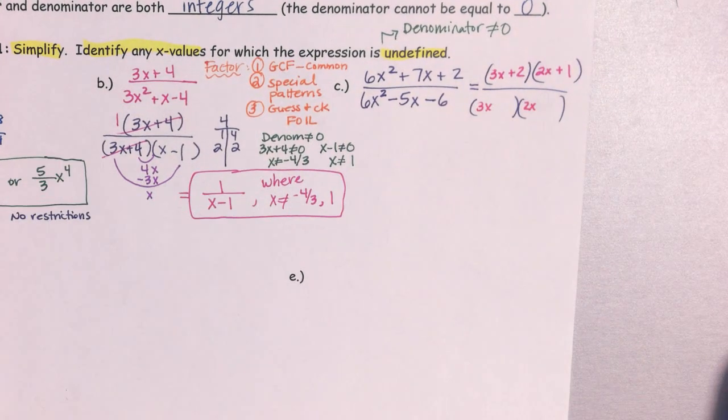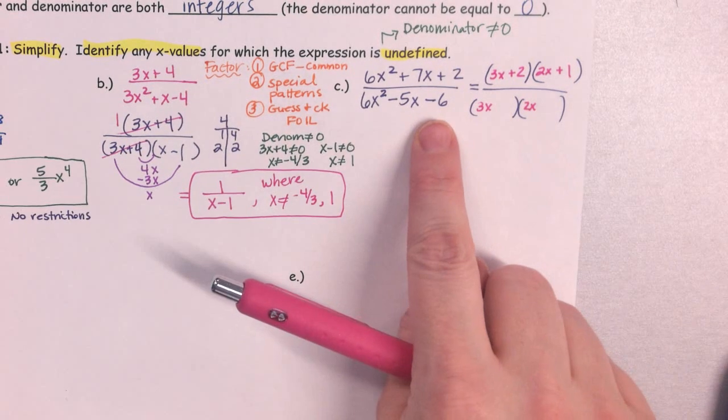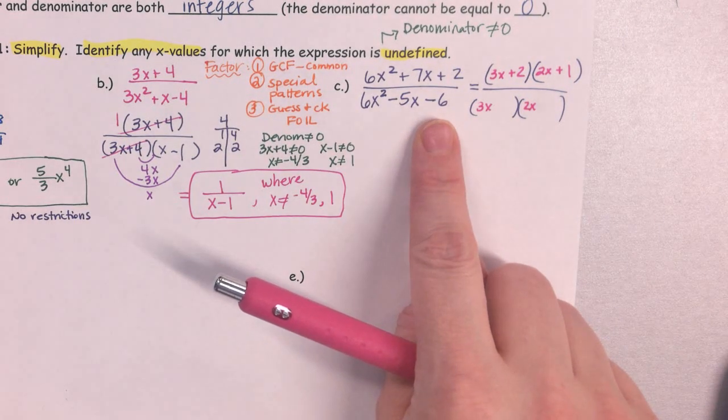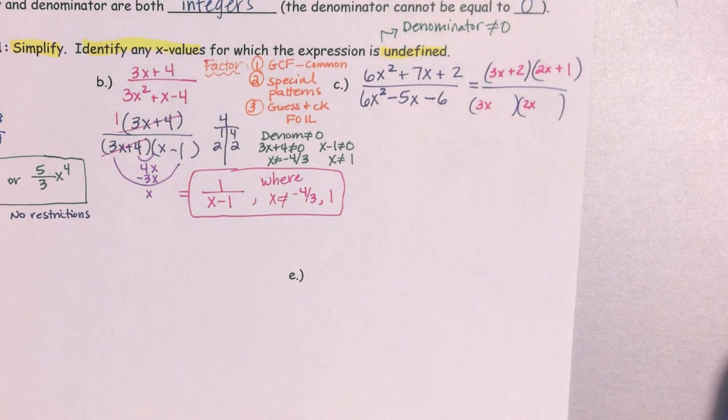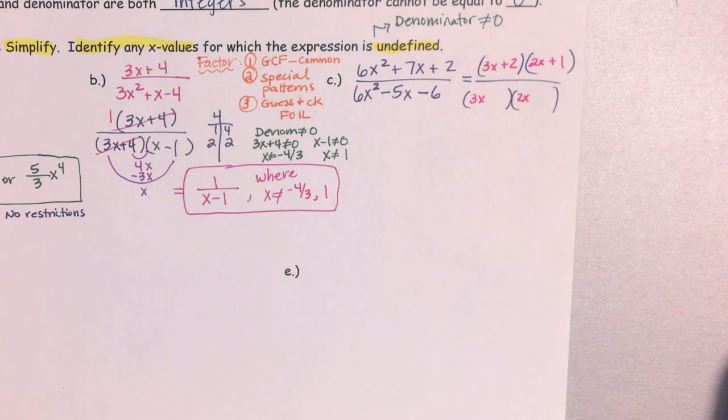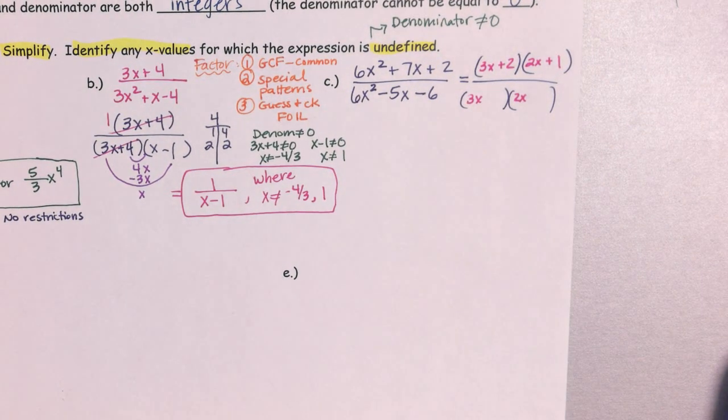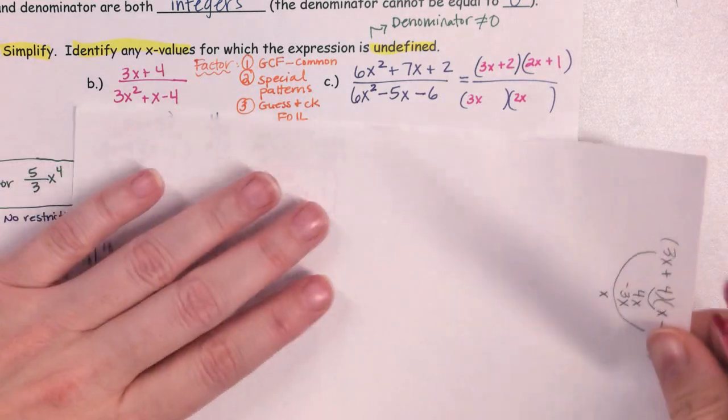This one has more choices because if you have -6, you could have 1 and 6, you could have what else? 2 and 3, so you have more options. Remember that they have to add to -5. So do you guys want to do some guessing and checking together?